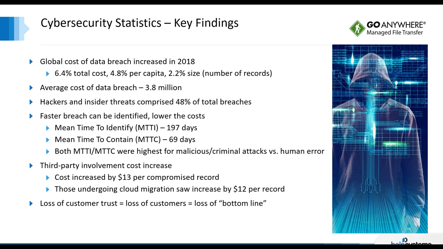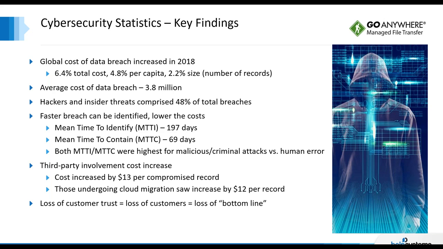If it's a malicious or criminal attack, most of the time it's going to be somebody having to find that, whether or not you have proper defenses in place. Whereas with human error, we'd like to think most humans have a moral compass and they actually know when they made an error and they will actually tell it. That's probably part of the reason why those are a little bit shorter on identifying and containing, because they probably know what they did.